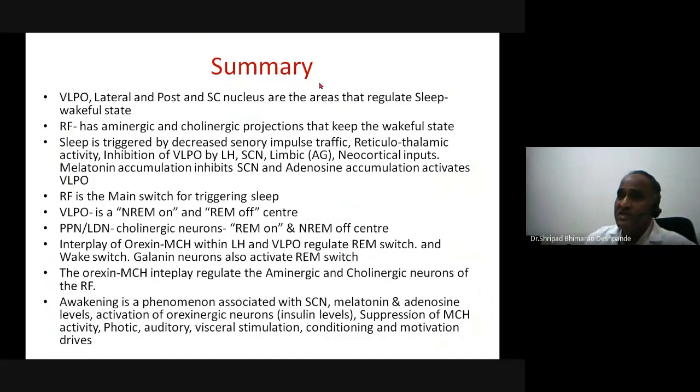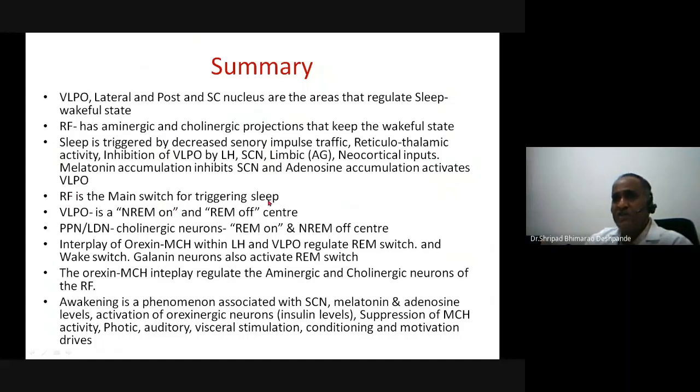Now, to summarize: the VLPO, lateral nucleus of thalamus and posterior hypothalamus, and suprachiasmatic nucleus are the areas of the hypothalamus that regulate sleep and wakeful state. Reticular formation has aminergic and cholinergic projections that keep the wakeful state. Sleep is triggered by decreased sensory impulse, decreased reticulothalamic activity, inhibition of VLPO by the lateral hypothalamus, SCN, limbic, and neocortical inputs, and disinhibition of these areas. Melatonin accumulation inhibits SCN; adenosine accumulation activates the VLPO.